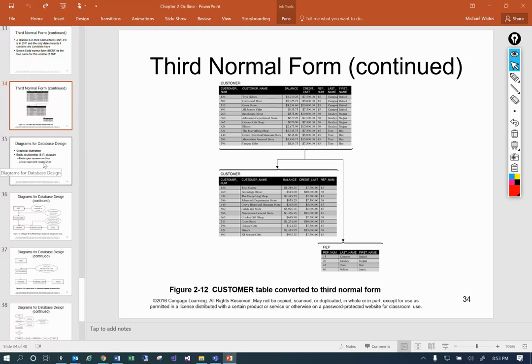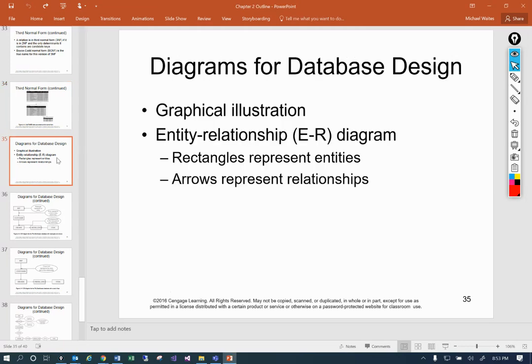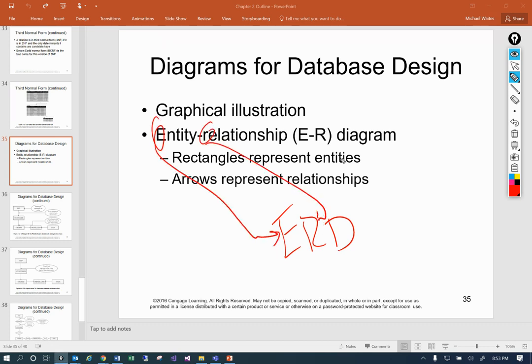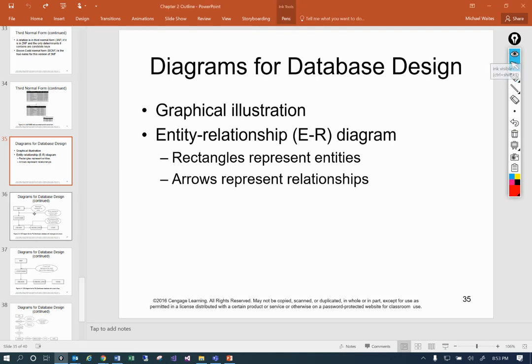All right. Now, the last thing for us to talk about in this class is the ERD, the Entity Relationship Diagram. They call it an ER diagram, but most people call it definitely ERD. So, Entity Relationship Diagram. It uses rectangles to represent the entities. Arrows represent the relationships. We're going to show you several different ways to create an ERD.